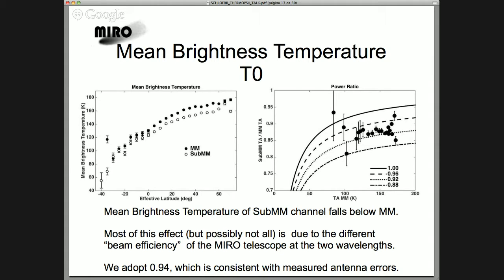So in fact, we think that at least some, and maybe all, of this difference can be accounted for with the beam efficiency. So to make things simple, for this work, we've just assumed that that's the number for the beam efficiency, and this is something that we're going to have to keep working on, because it would be very interesting if there were actually a difference between the two wavelengths in the mean temperature.